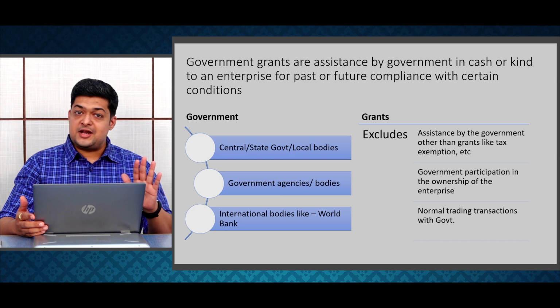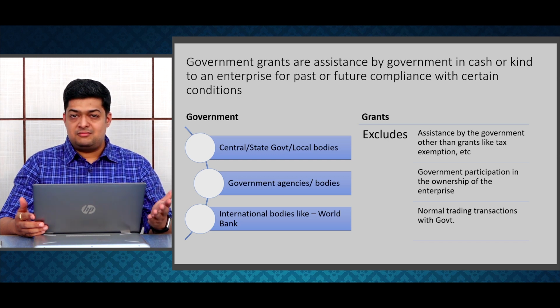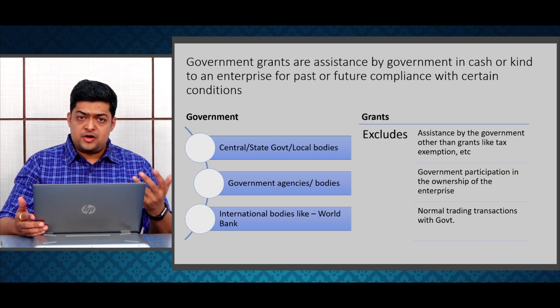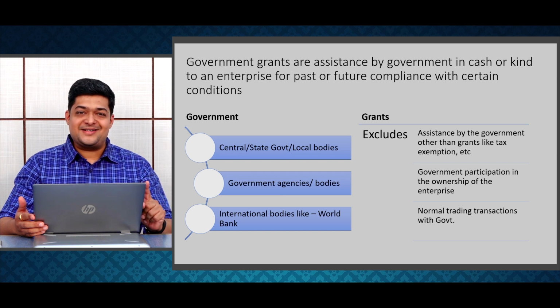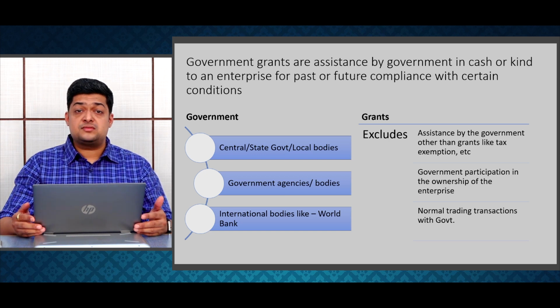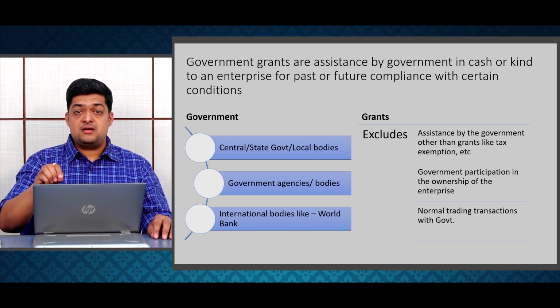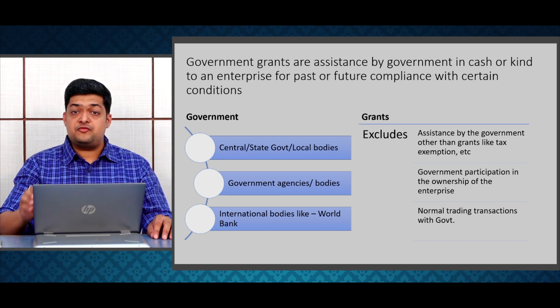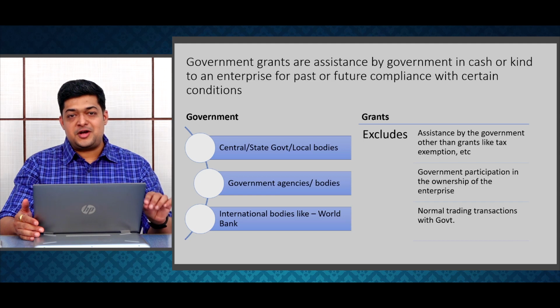However, there are certain exclusions. We are aware that government provides various types of tax exemptions, tax holidays, for example. These are not government grants. These are not dealt with by AS 12. So tax exemptions are not government grants. Similarly, government participation in the ownership of the enterprise. Take any public sector undertakings: there is a government shareholding, government contributes in the equity share capital of these PSUs. Their contribution in the equity share capital of that entity is not a government grant.